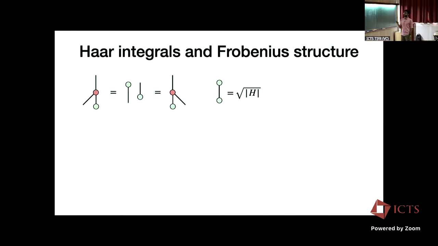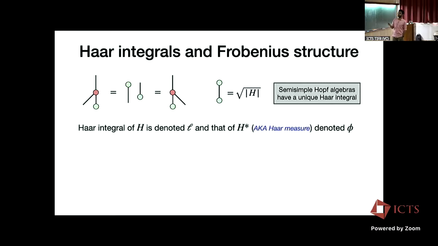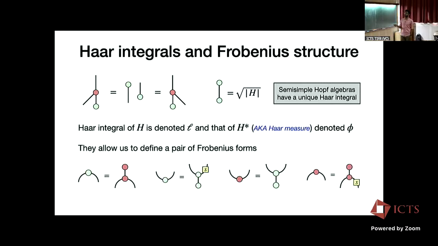So there are also these special states called the Haar integral state, which is denoted with a green circle here. When you multiply it with anything else, you just get back the Haar times co-unit. It doesn't matter which way you multiply. There's some normalization which will be helpful for us, but it's a fact that all of these Hopf algebras have a unique Haar integral. So there's some unique state that satisfies this property, and we'll denote these things with L and phi. And with this Haar integral, you can define caps and cups with both colors.